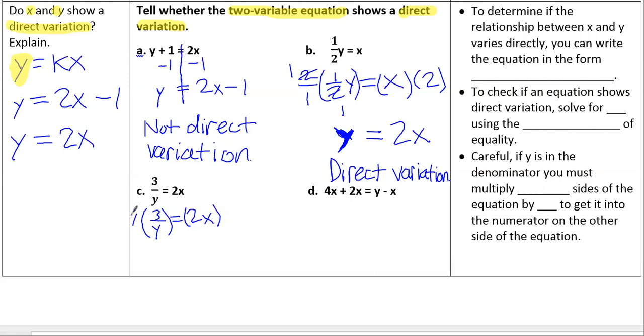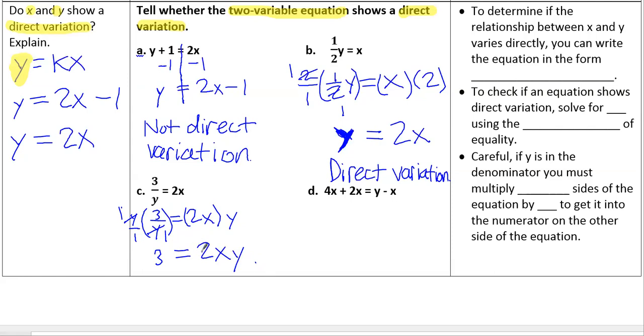You can multiply both sides by y over 1. Or on this side, just y, because, of course, there's no fraction here. The y's cross cancel on this side, so you get rid of the y on this side, but then on this side, this becomes 2xy. So now the y's in the numerator. Oh, but y is not by itself.